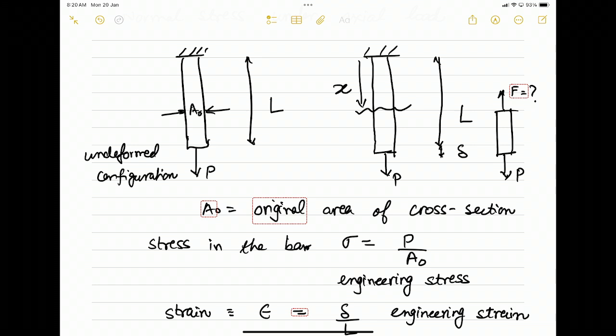Assuming the mass is negligible. Sometimes the P is only because of weight, but we are assuming the weight is negligible. P is very large compared to the weight. So neglecting the weight, F is equal to P. Therefore, the stress will be the same if the area is the same. Isn't it?